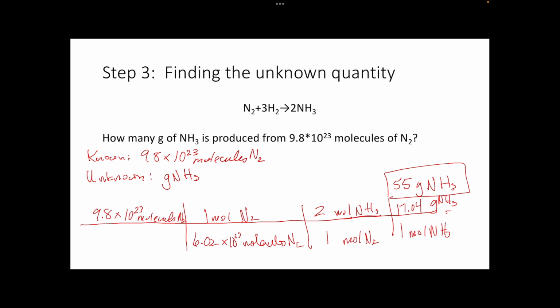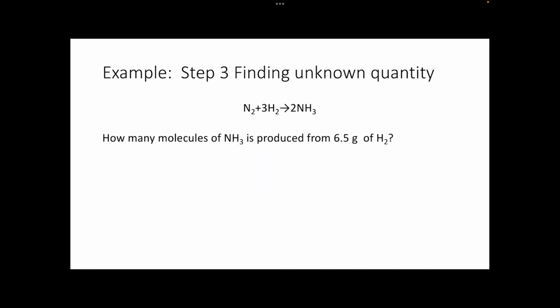So this is almost doing the first step in reverse, but now with the unknown instead of the known. Okay, so here we go. Here's our known quantity: we have 6.5 grams of H2. Our unknown now, we're going to want to know the molecules of NH3. Okay, so let's go ahead and set this up.